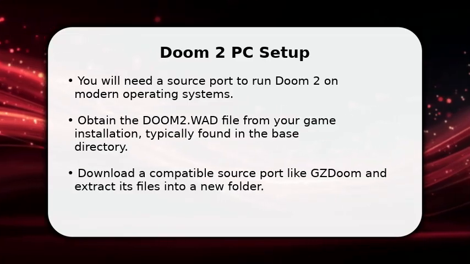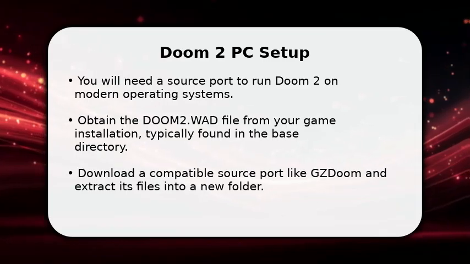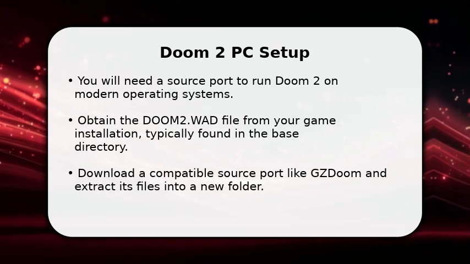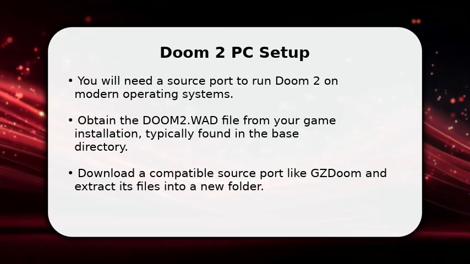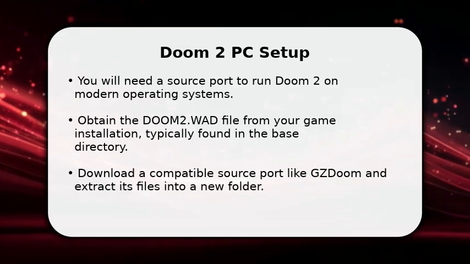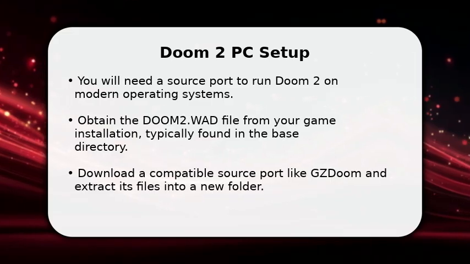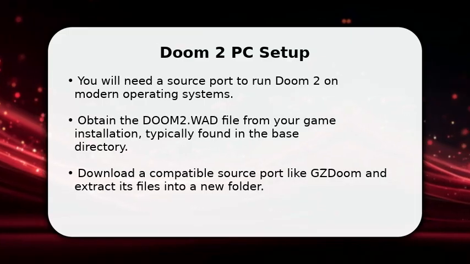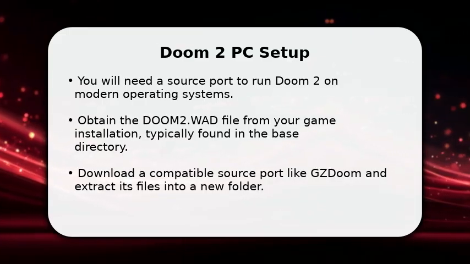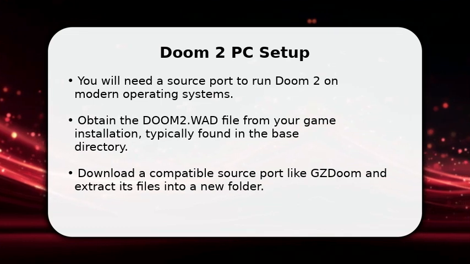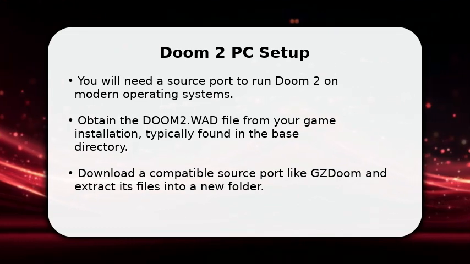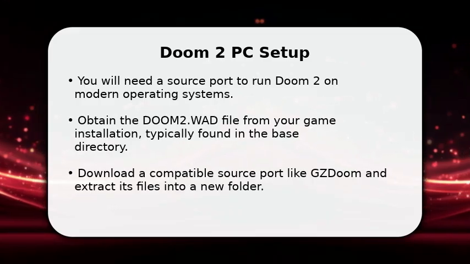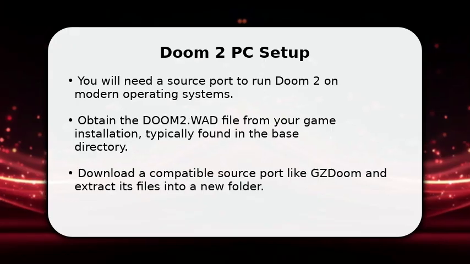First, you'll need the original Doom 2 game files, specifically the Doom 2 WAD file, which contains all the game's assets. You can usually find this in your game's installation directory, often within a base folder. Next, download a modern source port, such as GZDoom, which allows the game to run smoothly on current operating systems. Extract the source port files into a new, dedicated folder, then copy your Doom 2 WAD file into that same folder. This simple setup is your first step to demon-slaying fun.